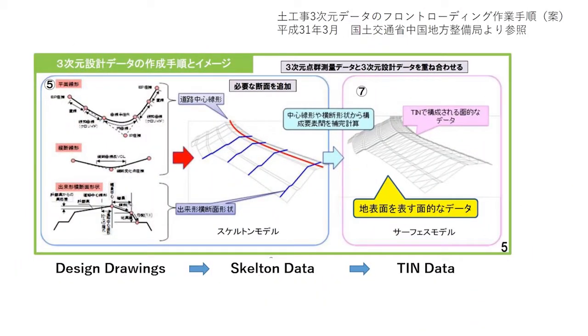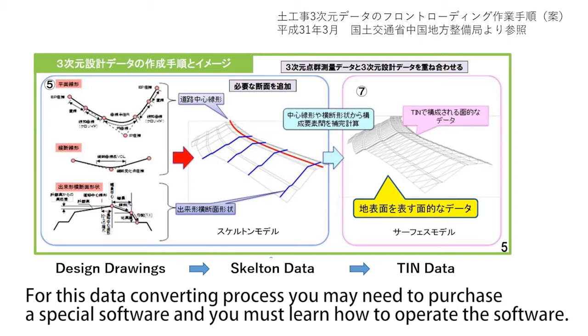Normally in conventional machine guidance systems, design data needs to be converted to ATIN data through alignment data. For this data converting process you may need to purchase special software and you must learn how to operate the software.